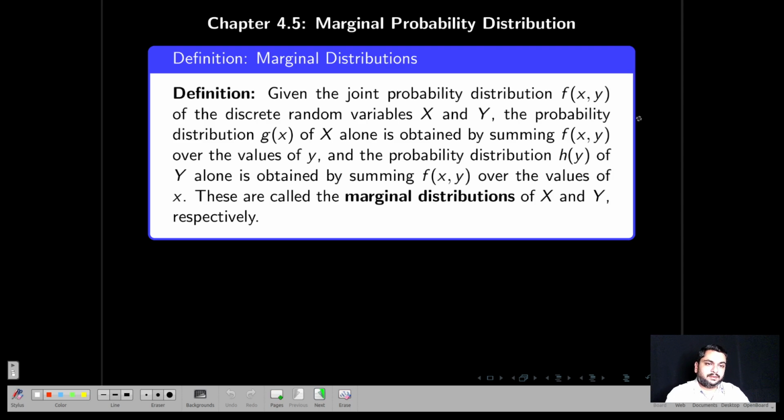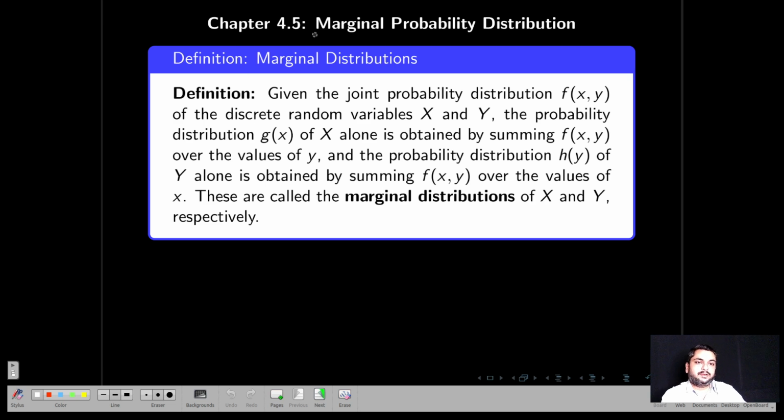So we'll continue with the probability distribution. Today we'll see marginal probability distribution. In the last video we have seen the joint probability distribution, and I explained why we need that. One more probability distribution is called marginal probability distribution, and after this we'll see the last one, the conditional probability distribution. So let us try to understand marginal.